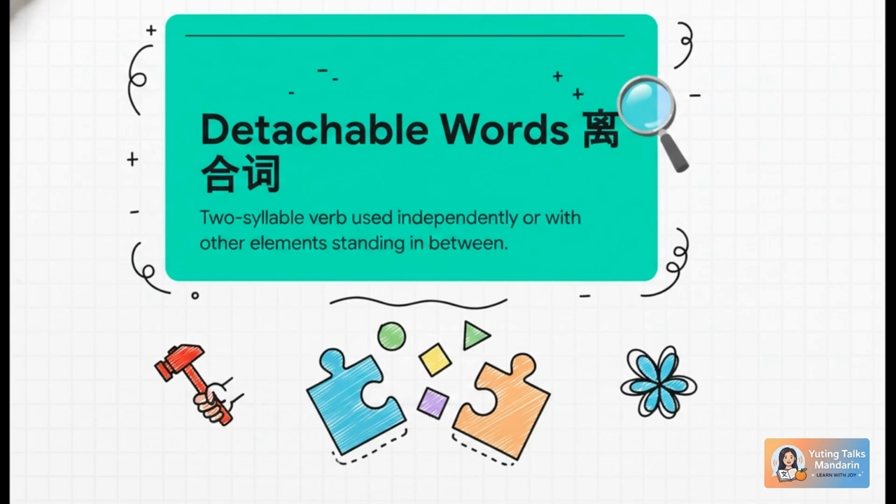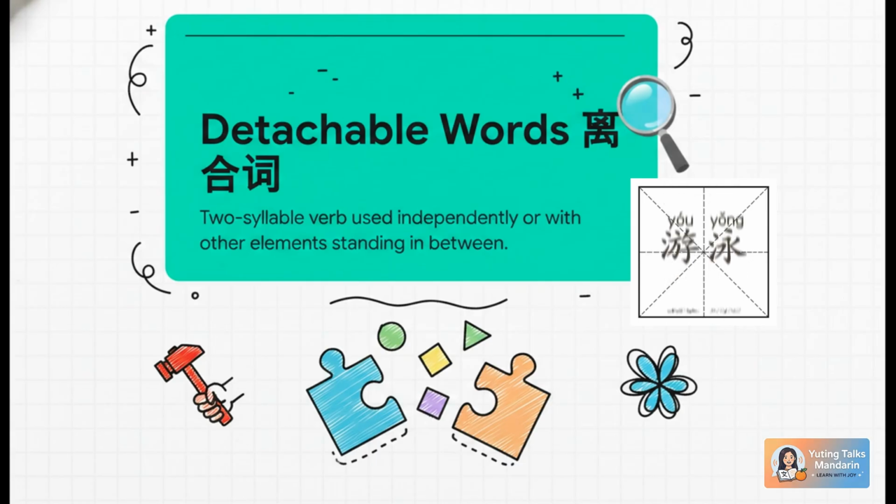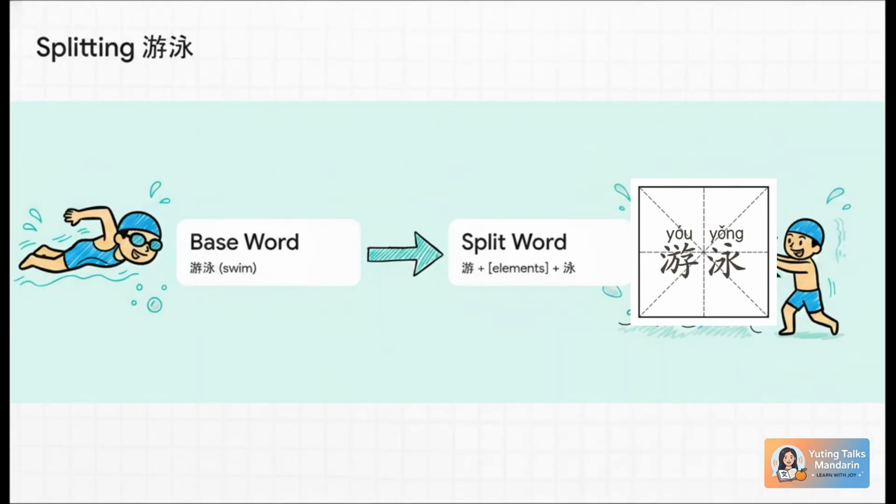Exactly. When they're snapped together, they form a complete, independent word. But when you need to add specific details, you can pull those puzzle pieces apart and just drop other elements right in the middle. The first character acts as the action, and the second character is essentially the object of that action. Let's look at how this actually works.